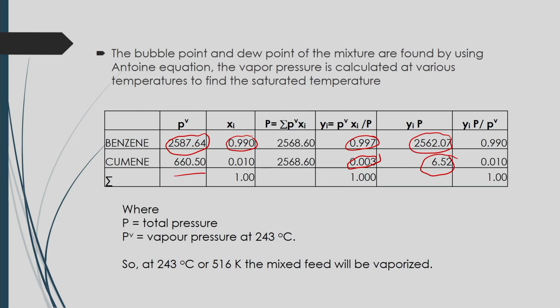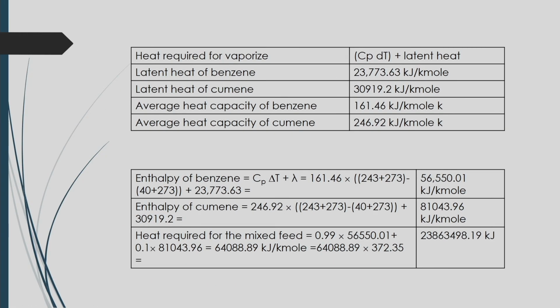And here we can say that this P is basically the total pressure in this feed vessel, and PV is the vapor pressure at 243 degrees Celsius. So, at 243 degrees Celsius or 516 Kelvin the mixed feed will be vaporized there. So, it is called the bubble point of this feed mixture.